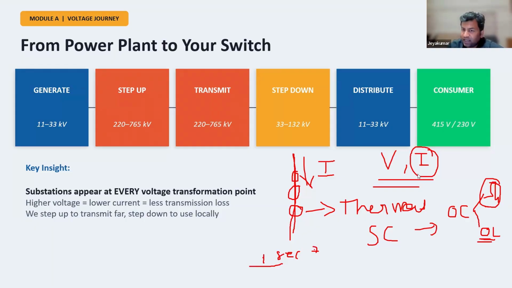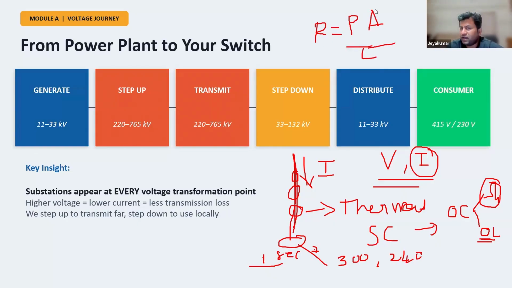So when we say current, you have to see the conductor cross section, let's say 300 square mm or 240 square mm. Why? Because, very simple reason, R = ρL/A. This is one formula that you have to remember always. And I²R. These formulas you have to remember. That's the loss.